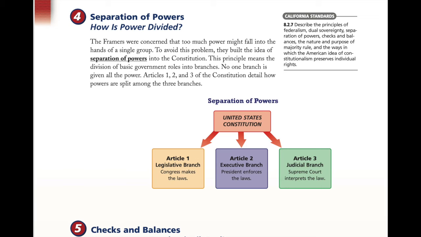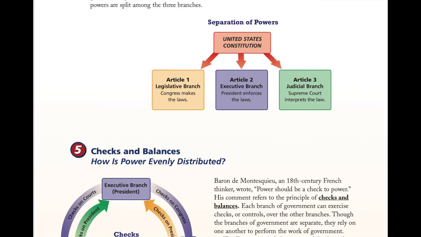Separation of powers. United States Constitution. Article 1, Legislative Branch. Congress makes the laws. Article 2, Executive Branch. President enforces the laws. Article 3, Judicial Branch. Supreme Court interprets the law.